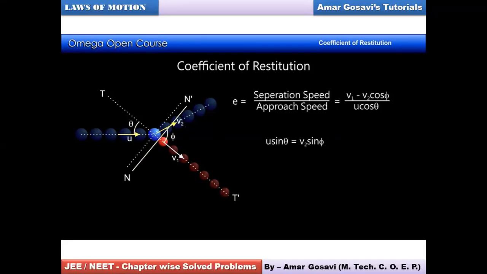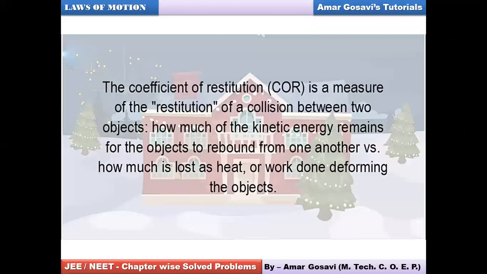How do we define coefficient of restitution in a simple way? It's a measure of restitution of collision between two objects. What it means is how much of the kinetic energy remains for the objects to rebound from one another, versus how much is lost in the form of heat or work done deforming the object. So this is the representation of coefficient of restitution, COR we call it. It's an indication of how much energy is lost or transferred into different types of energies like heat and work done after collision.